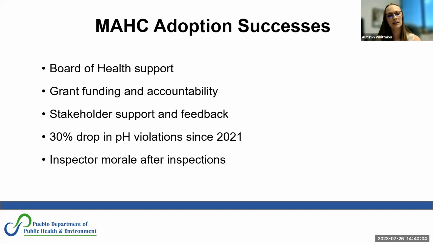And then also having inspector morale increase after inspections, because now we feel like we are doing a very thorough job going through and marking the boxes and making sure we're checking all of those violation areas, checking all those imminent health hazards that the MAHC provides for us. And we walk away feeling like we did a great job, a very thorough job in protecting the public's health.